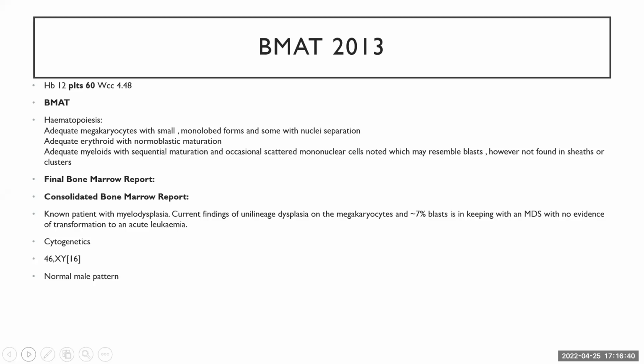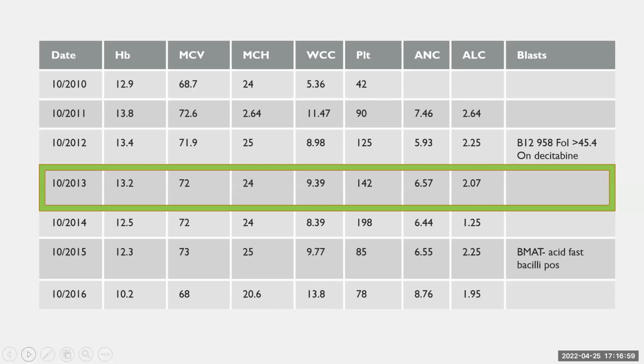And when that marrow was done, he had a platelet count of 60, and the consolidated report showed that the current findings were of a unilineage dysplasia on the megakaryocyte, and the blast percentage had increased to about 7%, which was in keeping with an MDS. However, there was no evidence of transformation at this point, and his cytogenetics were of a normal male pattern. So in 2013, he was continued on the decitabine, and his platelet count subsequently improved. And also in 2014, his platelet counts improved at about 198. Next slide, please.